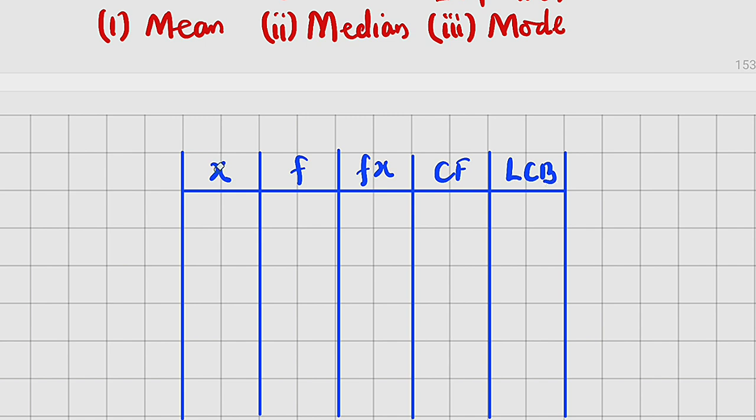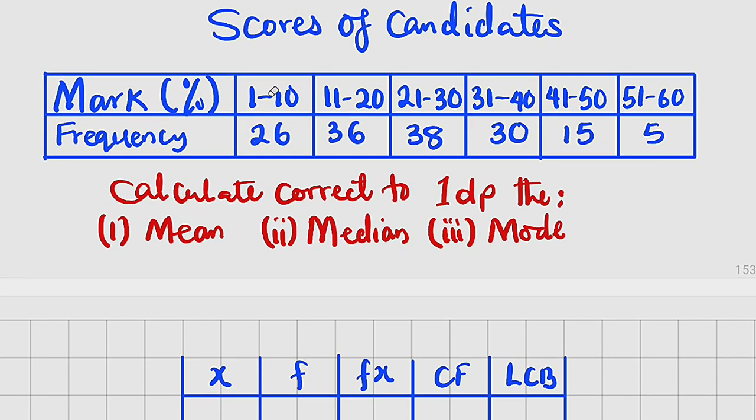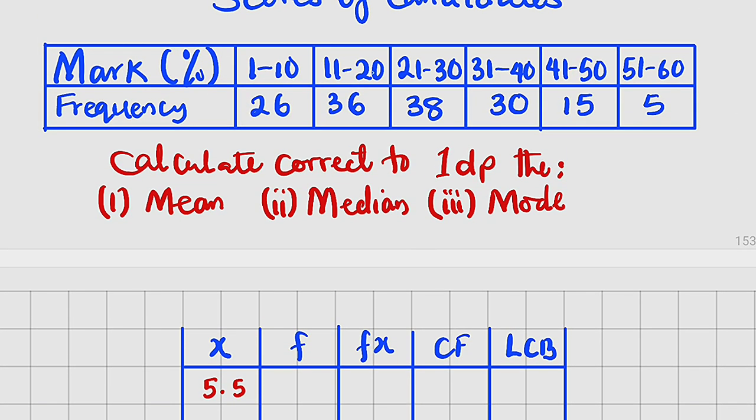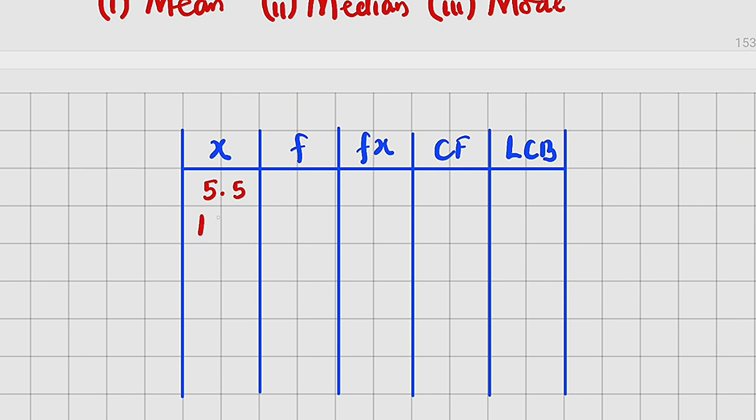All right, let's start with the first one, X. To find X, we have to take the average of every single class limit. Let's start with the first class limit, 1 to 10. The average will be 1 plus 10 divided by 2. 1 plus 10 is 11, and 11 divided by 2 will give us 5.5. So we write 5.5. The next one will be 11 plus 20, which is going to give us 31, and 31 divided by 2 will give us 15.5. So we have 15.5.